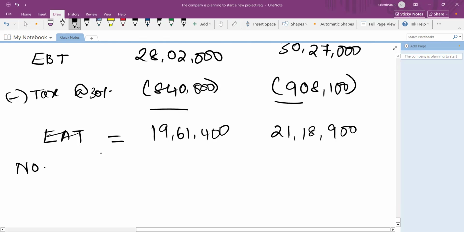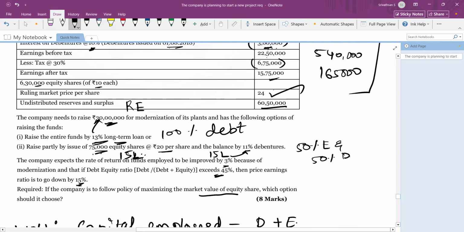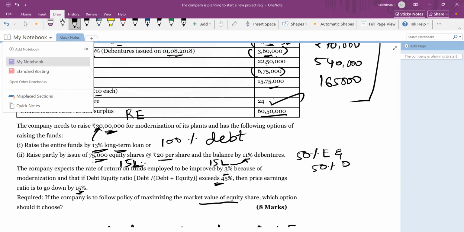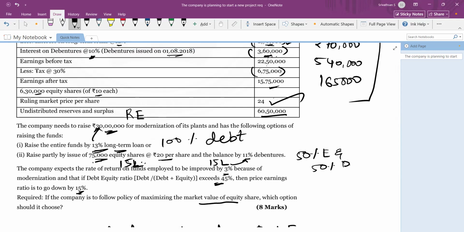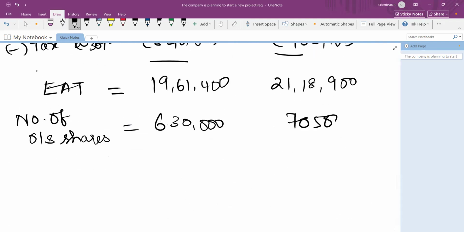Now let's divide this earnings after tax by the number of outstanding shares. The number of outstanding shares under option 1 is going to be the same. Why? Because under option 1, we raised the additional capital of 3 million in the form of bank loan, 100% debt. There is no issue of additional equity shares under option 1. So it is 6 lakh 30,000 itself. But under option 2, we raised 50% by debt and the remaining 50% by issuing 75,000 additional equity shares. The existing equity shares is 6,30,000. On top of that, we issued additional 75,000 equity shares under option 2. So the total equity shares under option 2 will be 6,30,000 plus 75,000. We get 7,05,000. So the number of outstanding shares under the second option is 7,05,000.